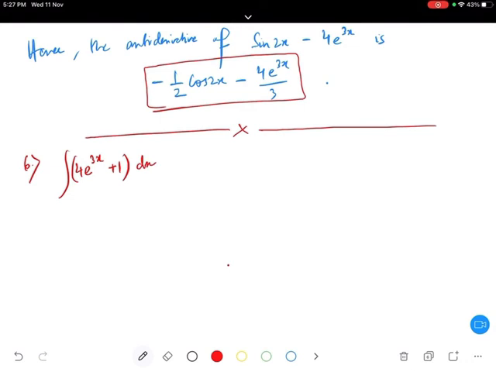Acha, before starting this thing, I will just tell you one thing. Come on guys, tell me this one. What is the differentiation of e to the power 2x? Come on, tell me. It is 2 e to the power 2x, right? Clear? Now differentiation of e to the power 5x is what? It is 5 e to the power 5x.